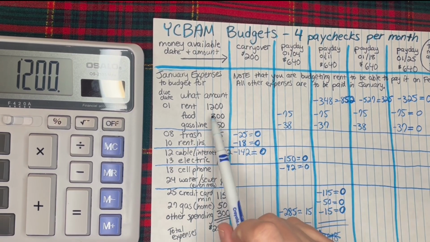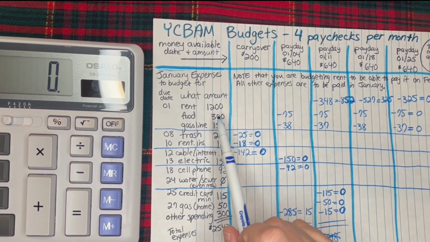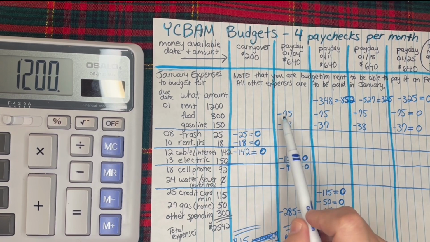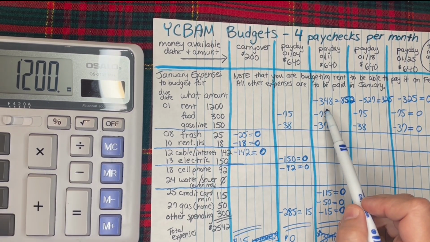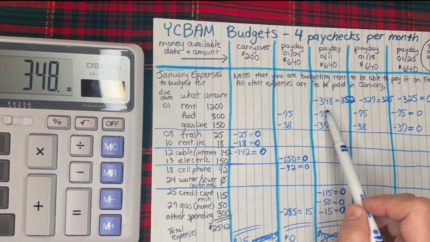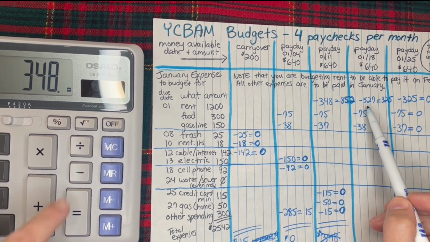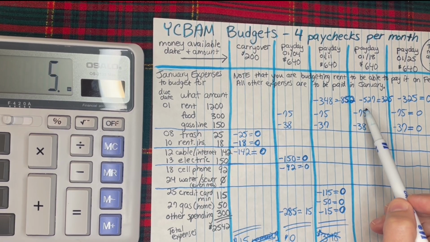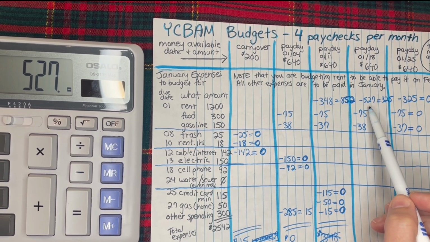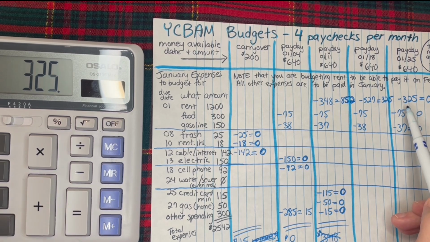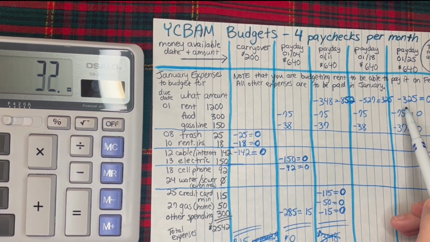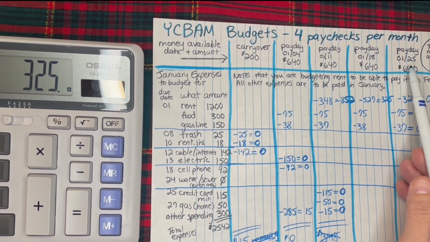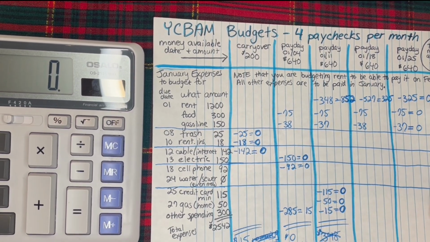Let's double check the rent calculations. If we want to have $1,200, and here we're providing $348 from the 11th paycheck, and then here we're providing $527 from the 18th paycheck. We still have $325, and we subtract $325 because that's what we're providing from the 25th paycheck, and that gives us 0.